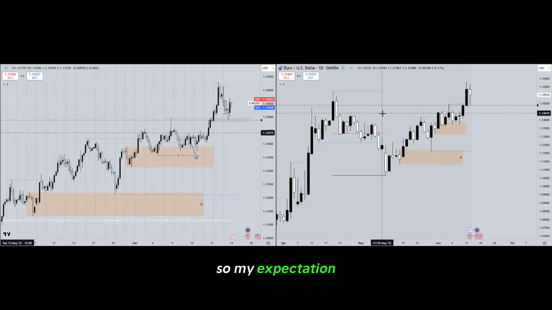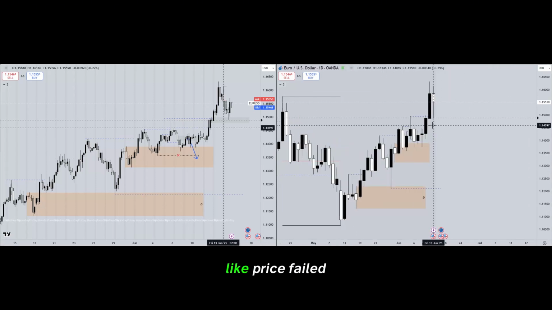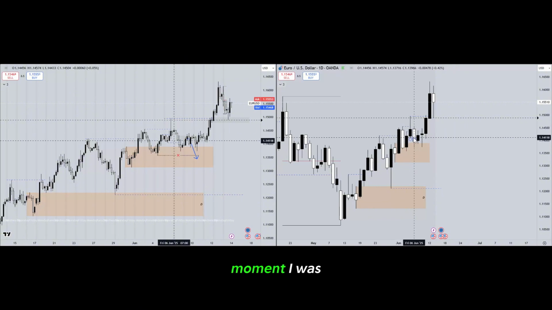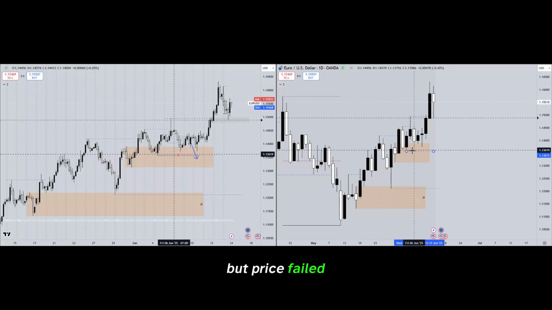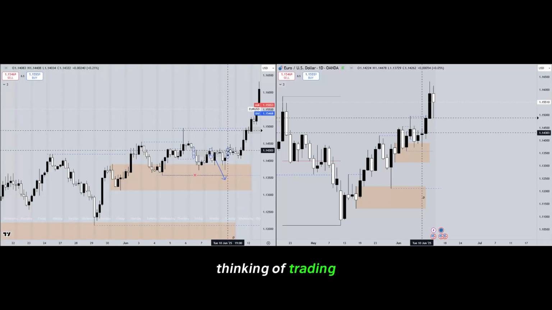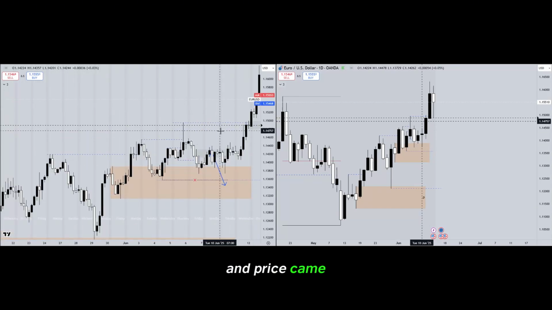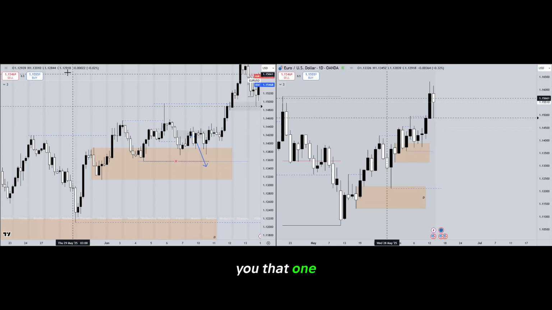My expectation on EU for the week was that price failed to break above this high. In that moment, I was thinking we'd sweep this low and then continue higher, but price failed to do so. We have this supply zone here, which I was thinking of trading at that time, and price came back here and mitigated this zone. In the lower time frame there is an entry here, and I'll show you that one as well.